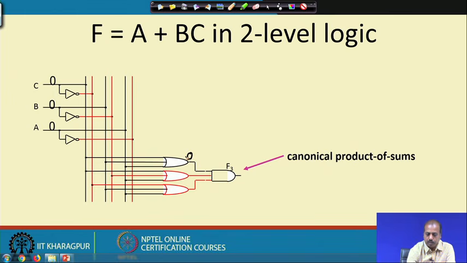So, this output is 0, and this OR gate has got some of the inputs as 1, like when b is 0, this input is 1. So, this is 1, and similarly this is also 1, because this input is coming here as 1. So, this AND gate output is equal to 0.